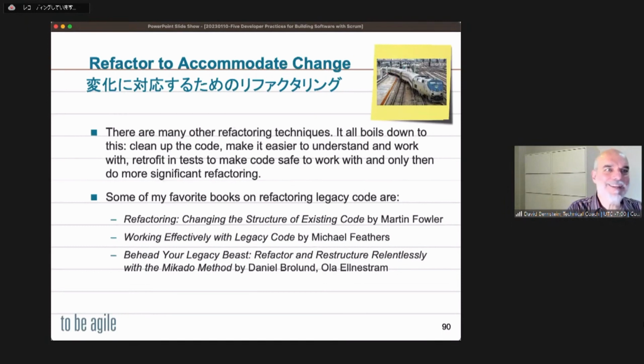This boils down to making the code clean, make it understandable, add in tests so that the code is safe to work with, and then we can do more complex refactoring.